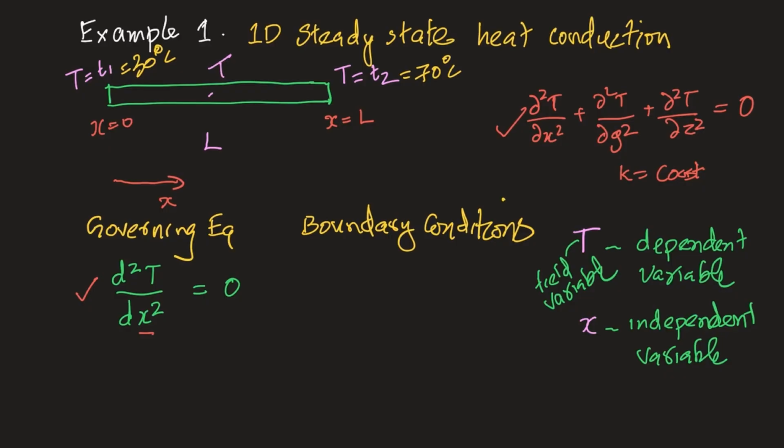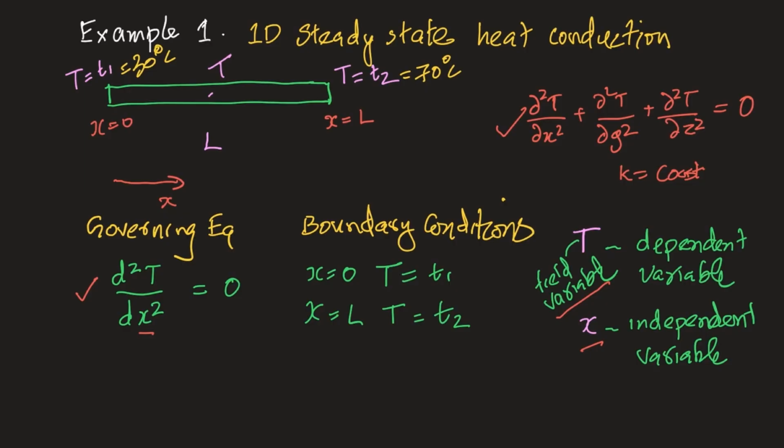Now the boundary conditions. Boundary conditions are the value of the dependent variable or the field variable at certain values of x, that is the independent variable. Here at x equal to 0, the value of T is equal to T1 and at x equal to L, the value of T is equal to T2. These are the boundary conditions.